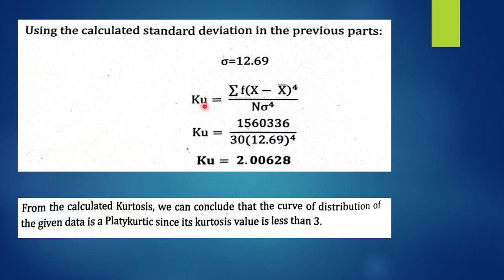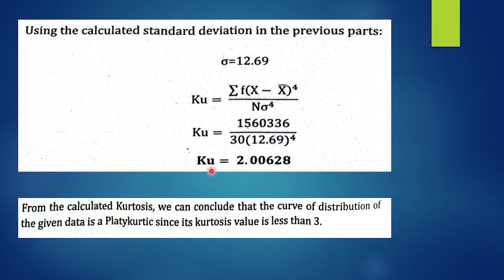Okay, so kurtosis is equal to this formula I mentioned earlier. What we are going to do is just substitute. So 1,560,336 over 30 multiplied by 12.69 powered by 4. So our kurtosis is 2.00628. From the calculated kurtosis, we can conclude that the curve of distribution of the given data is platykurtic, since its kurtosis value is less than 3.